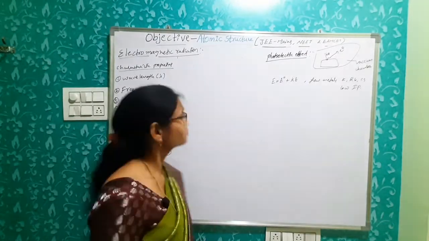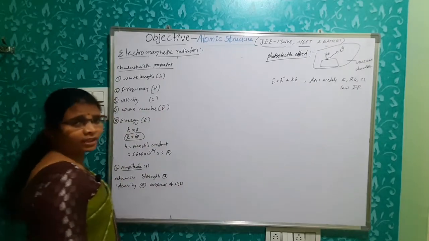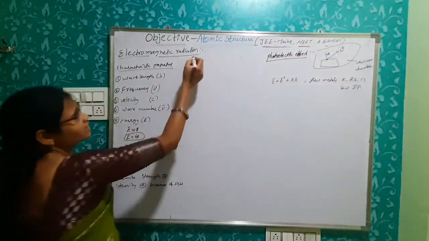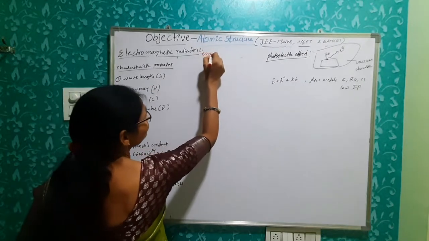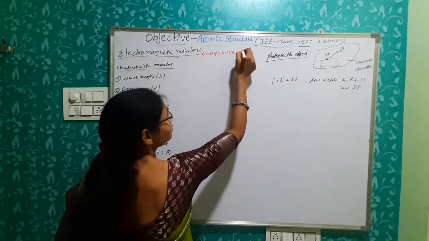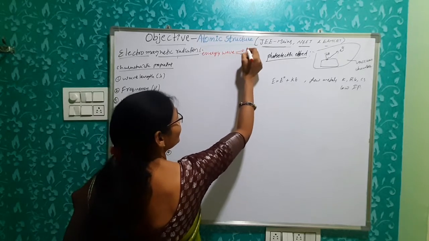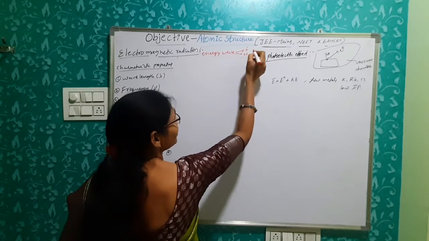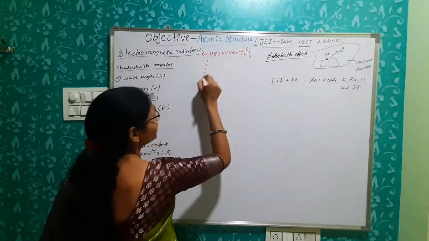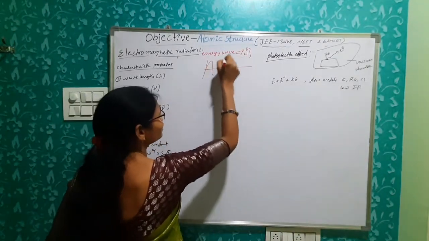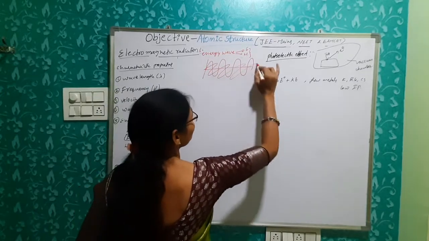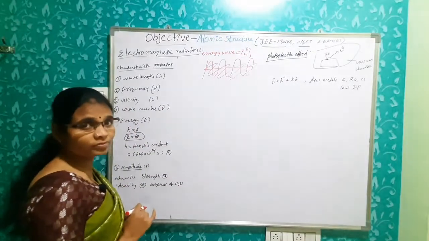Next topic. Electromagnetic radiation. So electromagnetic radiations are energy waves. They contain both electric and magnetic vectors perpendicular to each other. Suppose this is the electric field, so this is the magnetic field. They are perpendicular to each other.